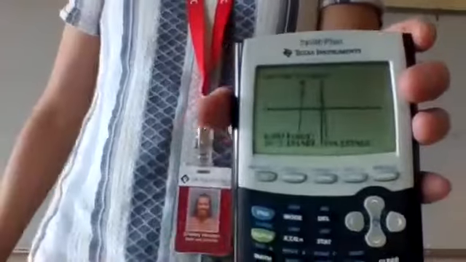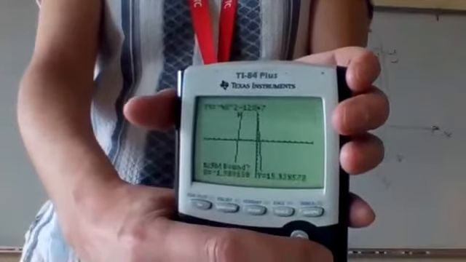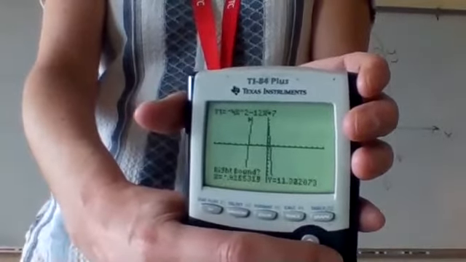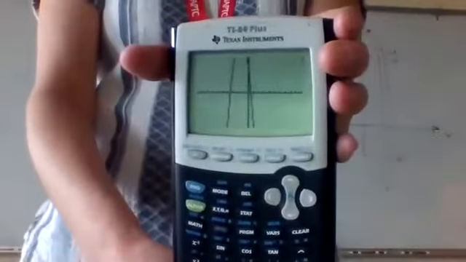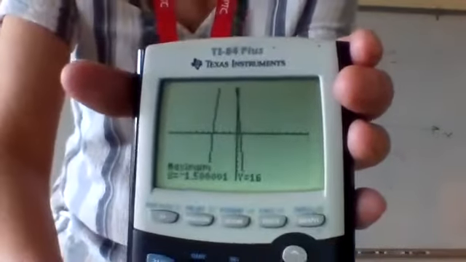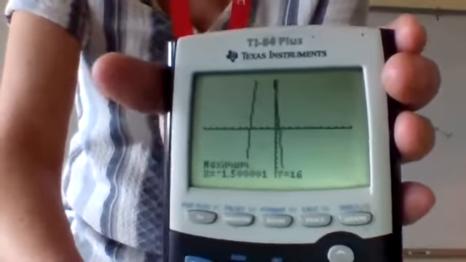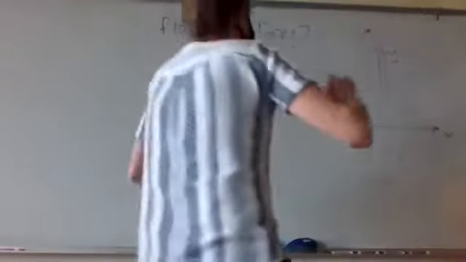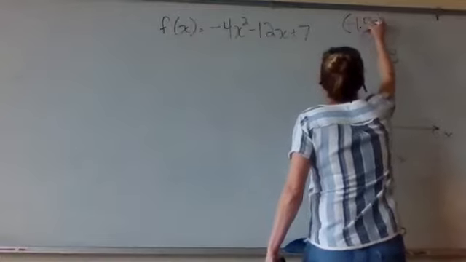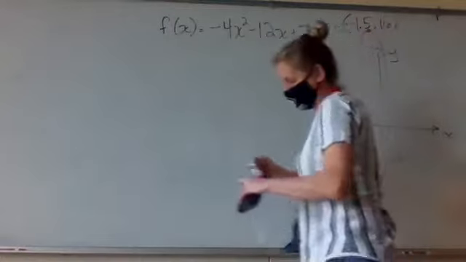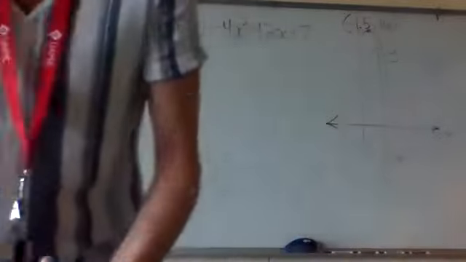Now it's going to ask you right bound. So now you're just hitting the right arrow until you see the cursor on the right side again. Okay, so there's my cursor on the right. So you'll hit enter 2 times, enter, enter. And there is your vertex. It's at negative 1.5, 16. Okay, so that's going to answer your vertex question almost.